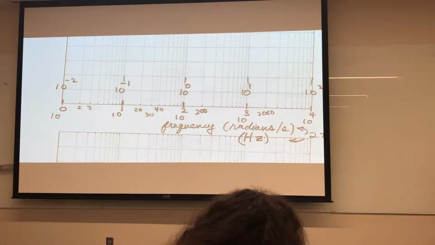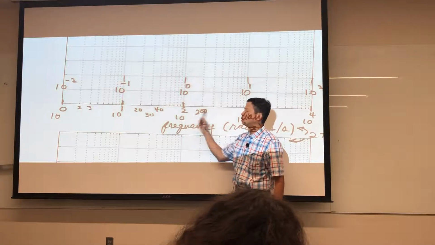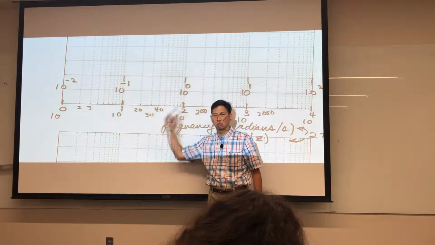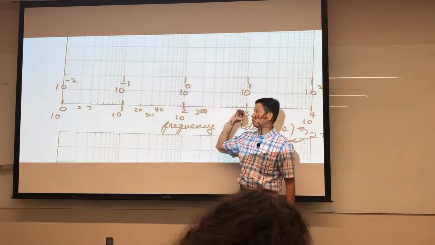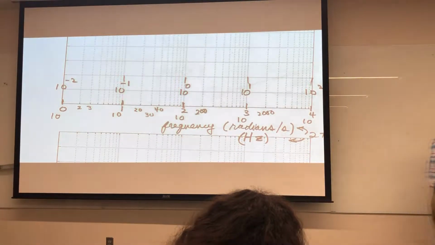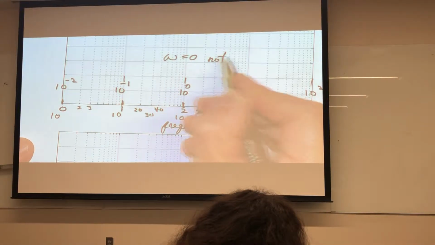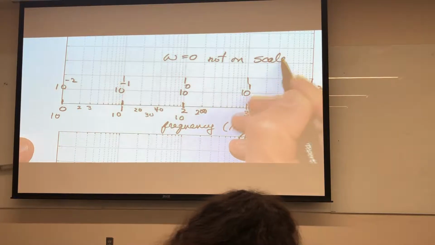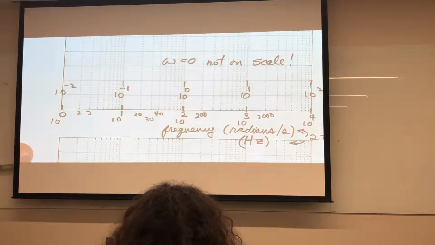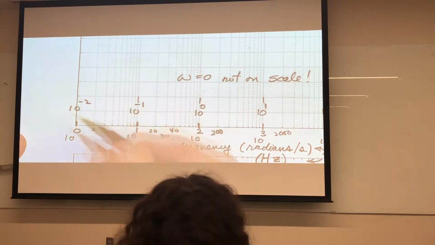Where is omega equal to 0? If this is omega, where is omega equal to 0 on this scale? It's way out there. So we don't have 0 on the scale. Omega equal to 0 is not on the scale on a Bode diagram. We'll have to extrapolate. We'll have to say, well, this is getting small, so it's somewhere out here.